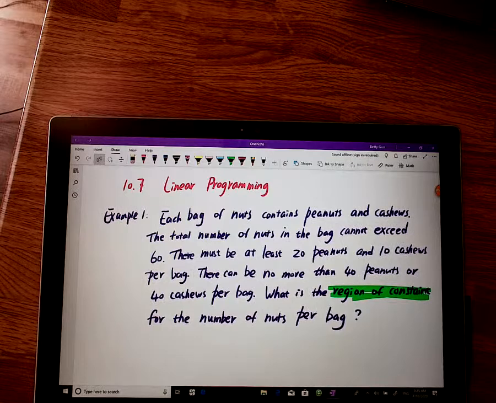Good morning, everyone. This video we are talking about linear programming, section 10.7. We are going to have 3 examples. Example 1.